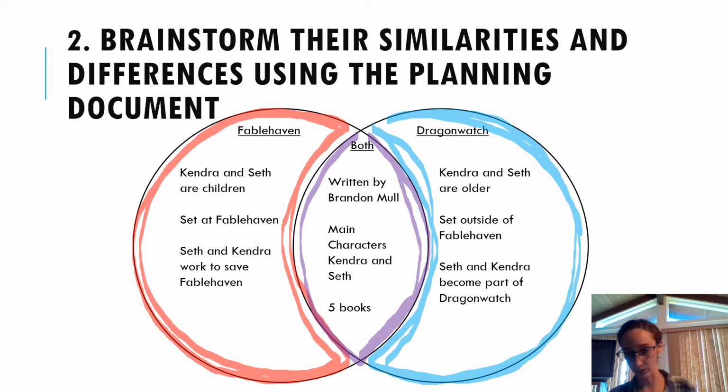In Dragon Watch, these are the things only Dragon Watch has. Kendra and Seth are older, so they're no longer kids, or they're older kids. It's set outside of Fablehaven. And in Dragon Watch, Seth and Kendra become part of Dragon Watch, which does not happen in Fablehaven. So again, the things on the opposite sides of each other in a Venn diagram, those are the things that make these 2 stories different. And in that center wedge, those are the things that make the stories the same.